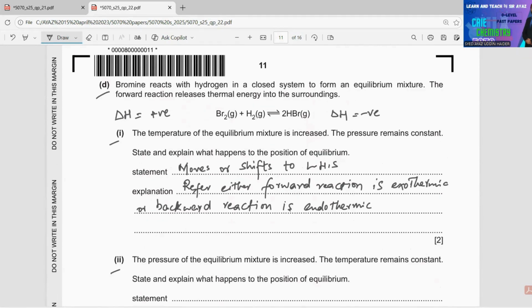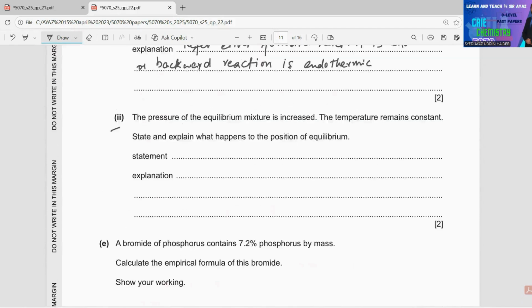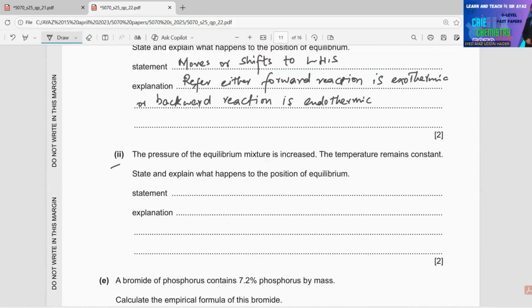If you look at the equation, we have 1 mole of Br2 plus 1 mole of H2 to produce 2 moles of HBr. So refer to the number of moles or molecules or even volume of gases on both sides of the equation. So you see there are equal number of moles, molecules or volume of gases. So what will be the effect? So you write no effect or no change.